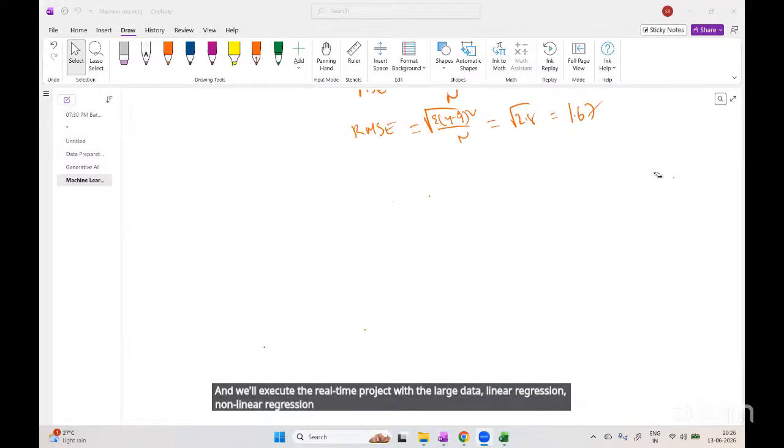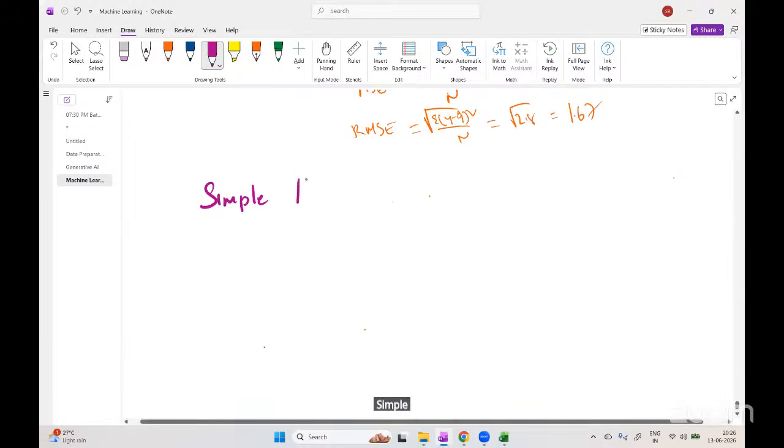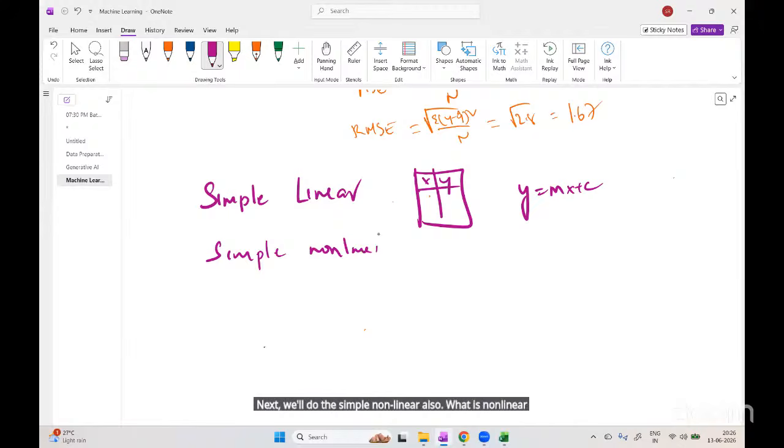So how many we are going to do is simple, with simple linear. That is one input, one output, by applying y is equal to mx plus c. Next, we'll do the simple non-linear also. What is non-linear? Non-linear means the equation changes. The data set will be the same.